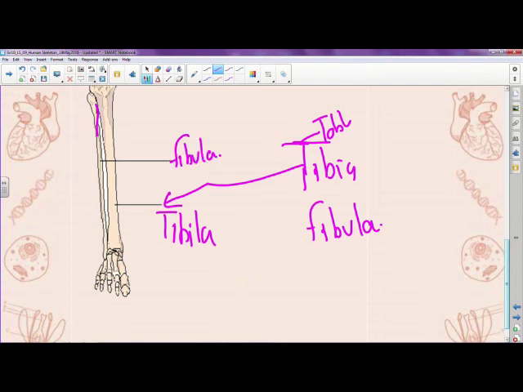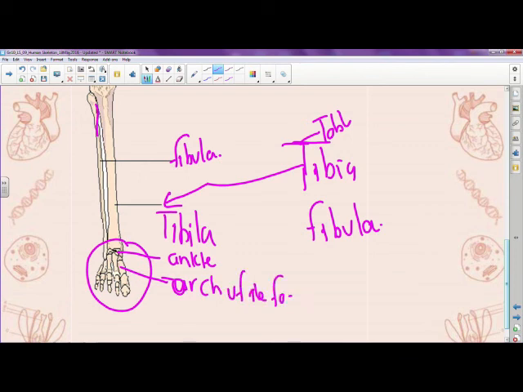Now, when we get to the foot, it again mirrors the hand. Why? Because we have an ankle, the same as we had a wrist. We don't have palms of the hand, but we have an arch of the foot. And although we don't have fingers, we call them toes.